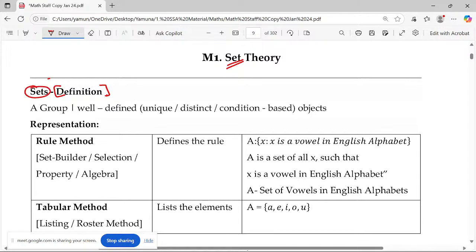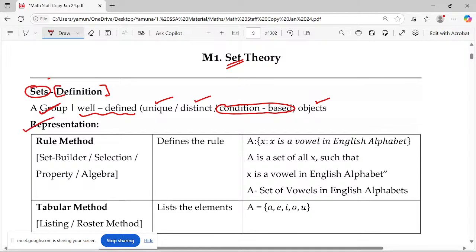Whenever we talk about sets, we should be very clear. It's not just a group, it's a group containing well-defined objects. The meaning of well-defined is a wider term, which means it will be unique, with no repetitions allowed. Next, it will be distinct, with no similar things. It will be condition based, because it's not just a group. Because of some condition, because of a common thing, we are having all these elements in the group.